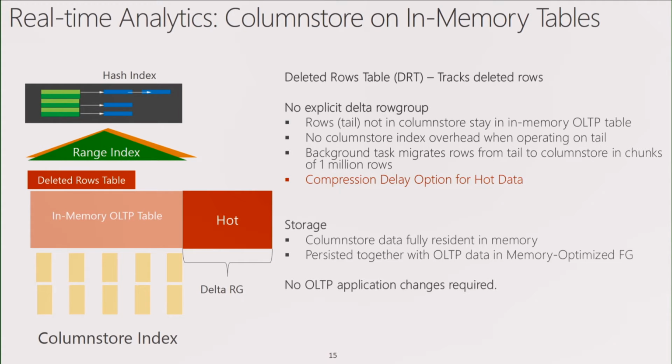Column store data is fully resident in memory, which means you're not going to page it in and out as you're working on this data. By the fact that it's an in-memory OLTP table, it means you have enough memory to hold it. That also means the column store is going to run that much faster. It's persisted along with the OLTP data in the in-memory optimized file group. Again, no changes to your OLTP application. It just works faster.